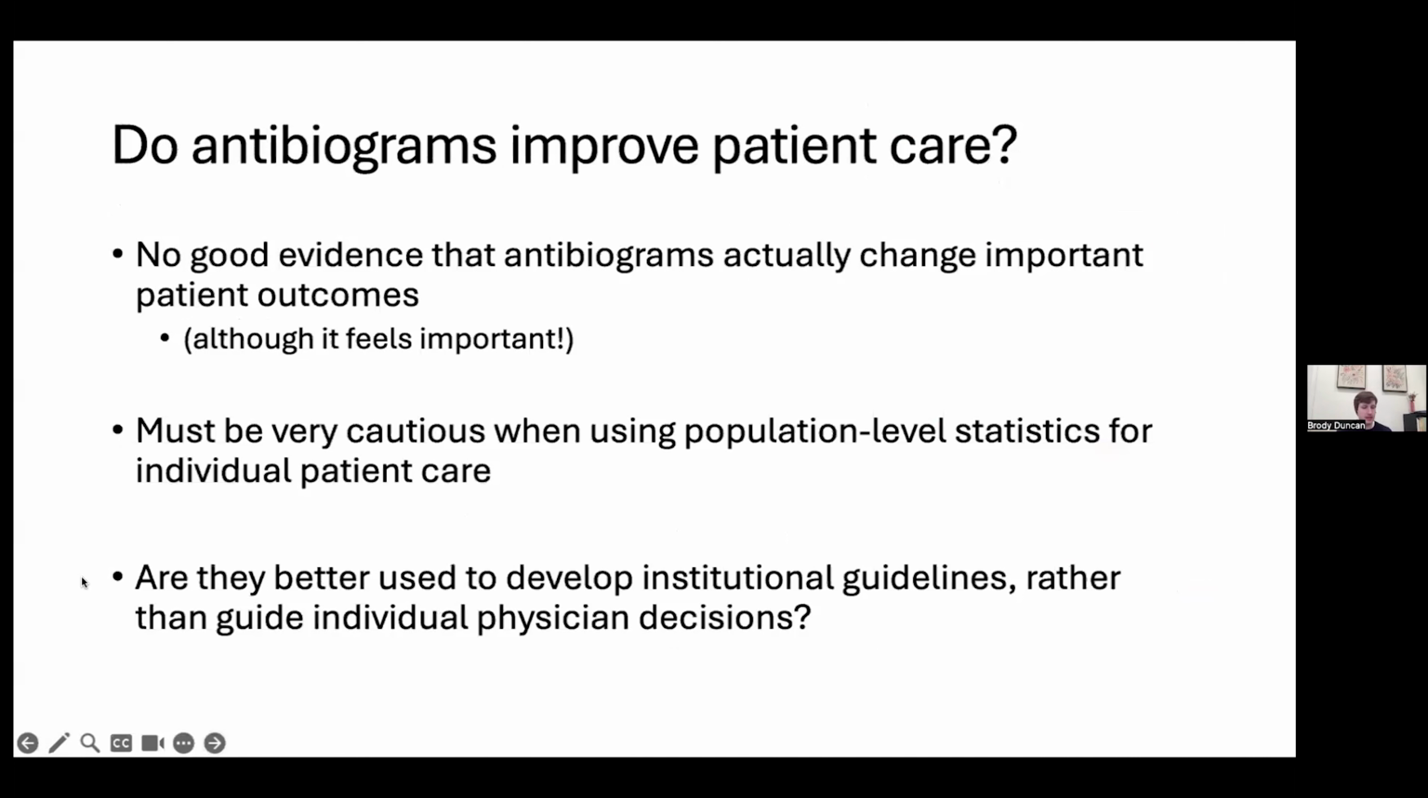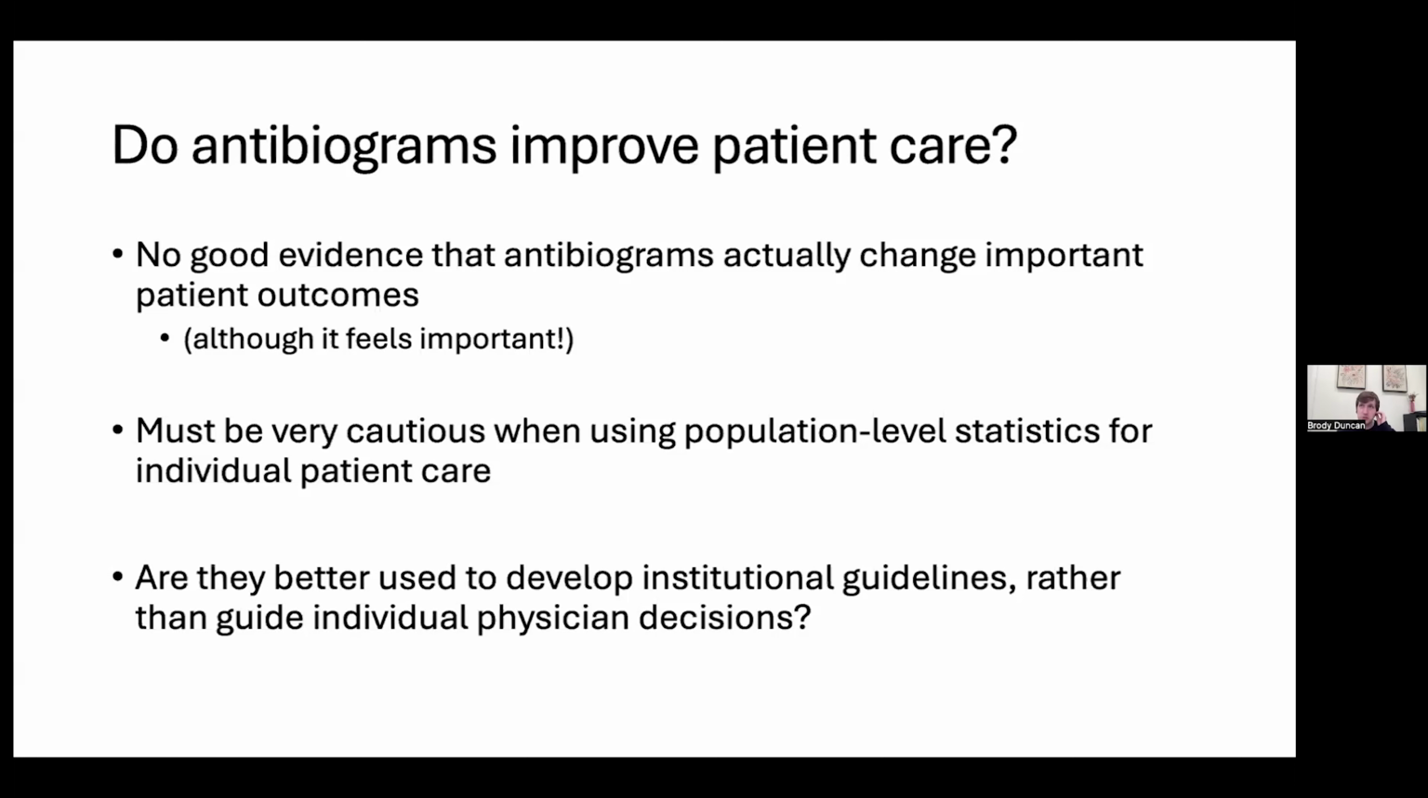And then after my little rant about color coding, the last thing I really want to present is this question of, do antibiograms actually improve outcomes, right? This is a bit of an unfortunate truth: we don't have good clinical evidence that antibiograms actually change important patient outcomes. It feels like it should, and it feels important.